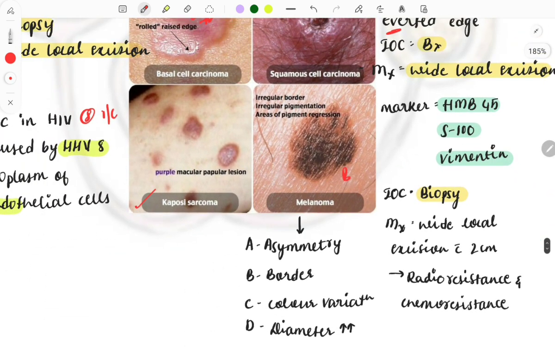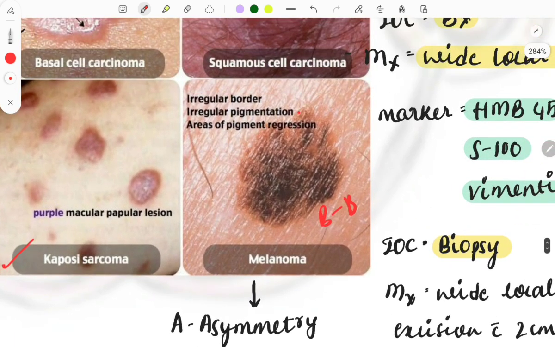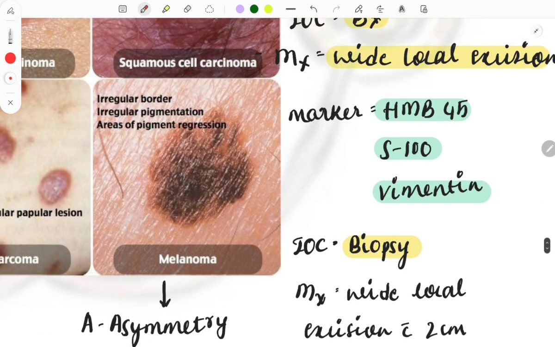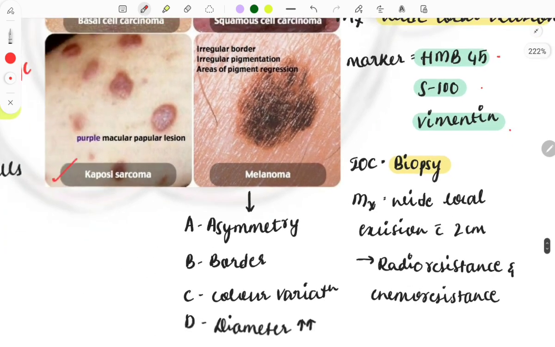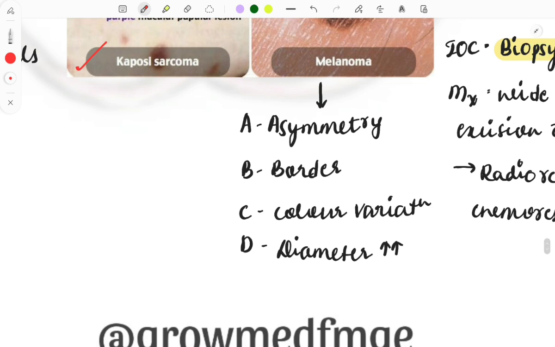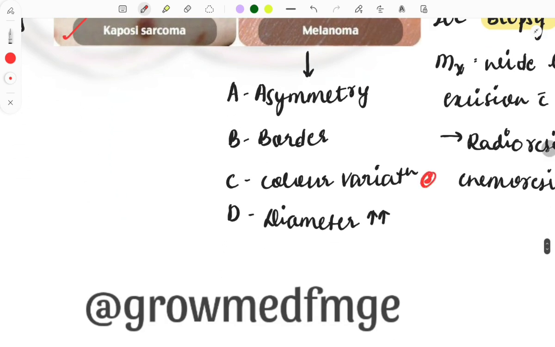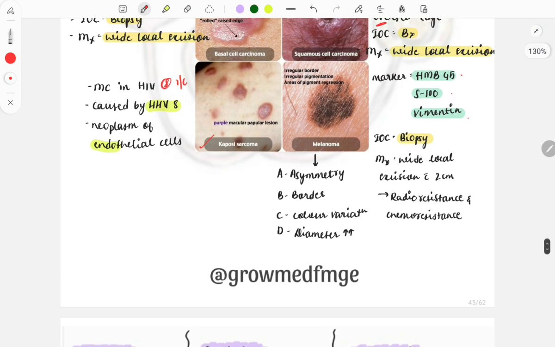So melanoma will be something between black to brown color, with irregular pigmentation, irregular borders and irregular pigmented regression. The markers of the melanoma are HMB45, S100, and vimentin. Investigation of choice is biopsy. Treatment is the same. Important things which you must know to describe the melanoma: asymmetry, so it is not symmetric; the borders are also irregular; then you can see color variations in them, and the diameter increases day by day. These are the things which can be described for the melanoma.